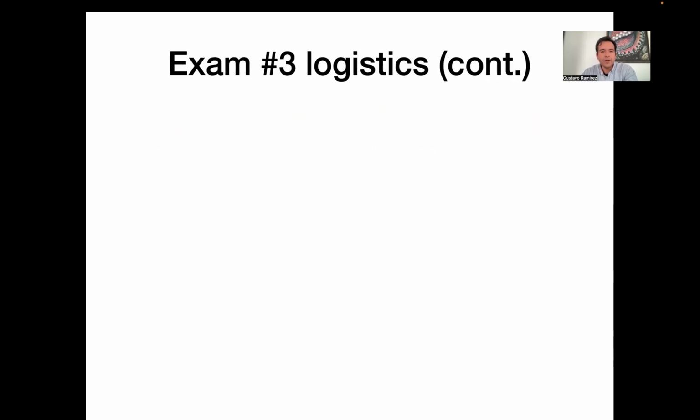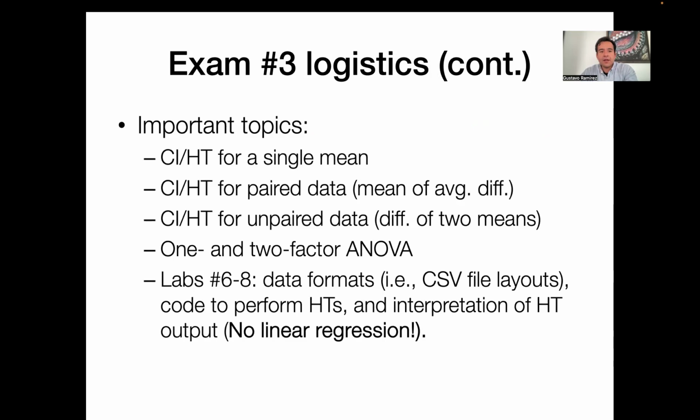An important thing to point out now is that the topics that we'll cover in exam three are the following: confidence interval and hypothesis testing for single mean, for paired data, for unpaired data, and then one and two factor ANOVA, part of which we're wrapping up now in the next 15 minutes. So again, linear regression, the new chapter that will start today after wrapping up two factor ANOVA, will not be part of your exam three. That's going to be part of the final exam. Okay, so just making that clear now.